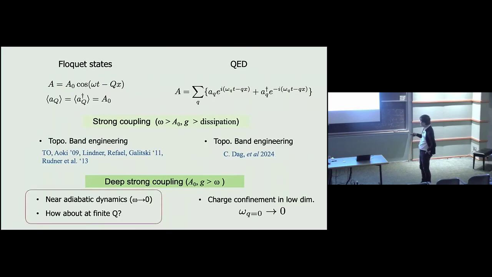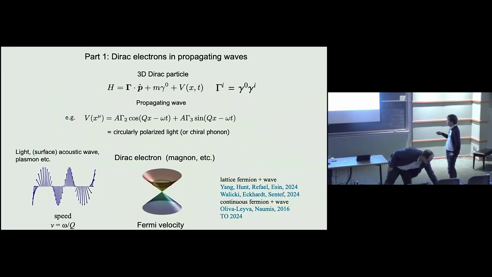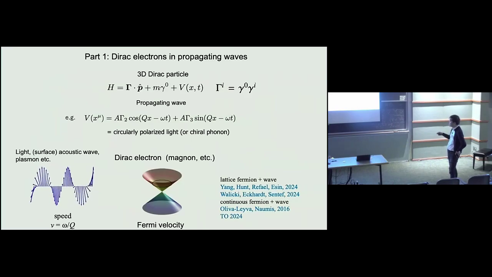Okay, so first let me talk about this Fourier side. As a concrete example, I would talk about this three-dimensional Dirac particle in a wave which kind of extends this circularly polarized light. This is a three-dimensional Dirac particle, and this gamma is just a 4x4 gamma matrix. If you're not so familiar with these 4x4 gamma matrices, then just imagine this is a Pauli matrix, a 2x2. So this is something like a Dirac electron in graphene, or maybe a Weyl particle in a three-dimensional material.